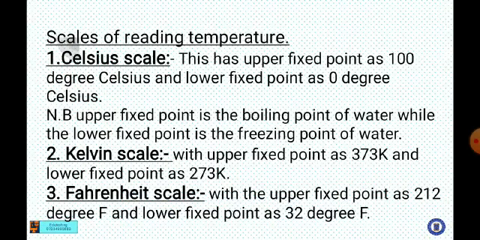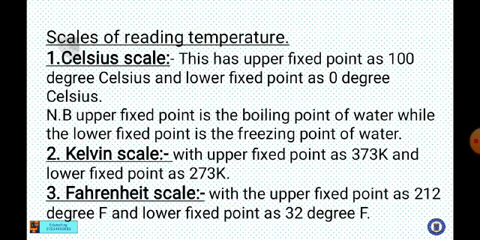Scales of reading temperature. We have different scales of reading temperature. Number 1, we have the Celsius scale. The Celsius scale has the upper fixed point as 100 degrees Celsius and the lower fixed point as 0 degrees Celsius. Note, when you talk of the upper fixed point, it simply means the boiling point of water, that temperature at which the liquid water will start to boil when set on fire.